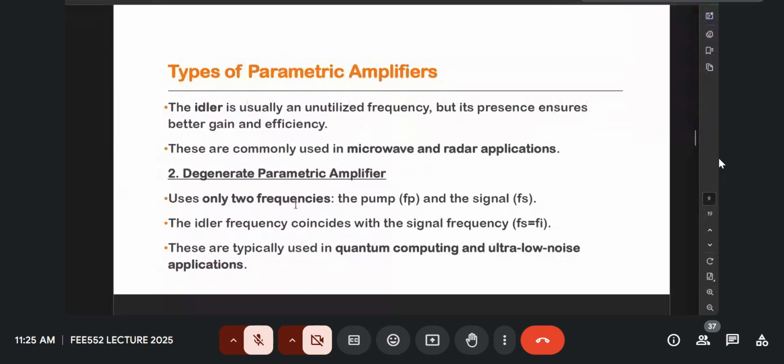Number two, we have the degenerate parametric amplifiers. In degenerate parametric amplifiers, we only have two frequency components: the pump frequency and the signal frequency. The idle frequency, in this case, coincides with the signal frequency, so they are actually equal. These are typically used in quantum computing and ultra-low noise amplification.